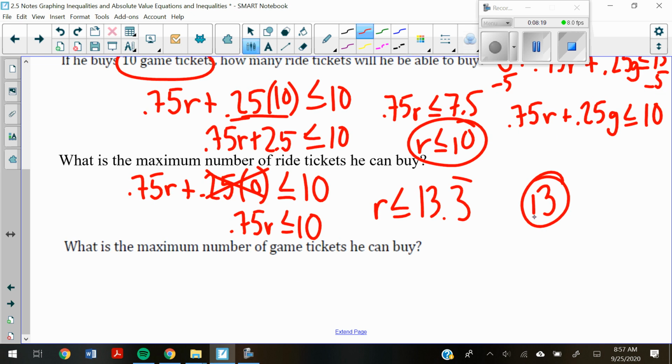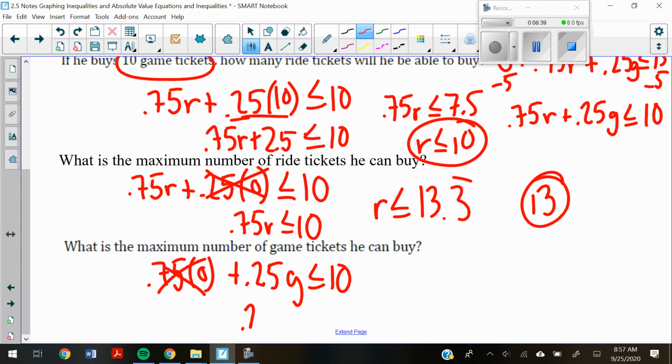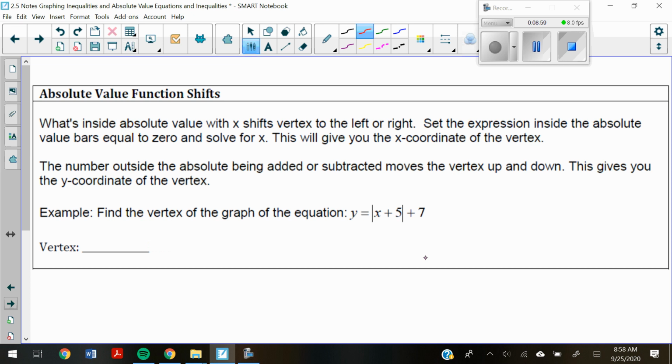That'll be nice. What's the maximum number of game tickets he can buy? So this assumes he's going to do no rides. So we're going to plug 0 in for R, plus 2.5. G is less than or equal to 10. So now this term is going to go away, so you have 0.25G is less than or equal to 10. Go ahead and take 10 and divide it by 0.25, and you find 40. So 40 is the most games he can do, and he's going to have no money when he's done with that. All right, so just a little with the inequalities.